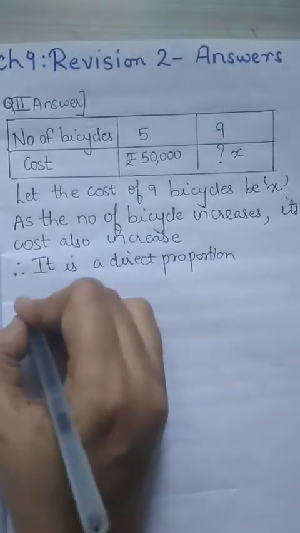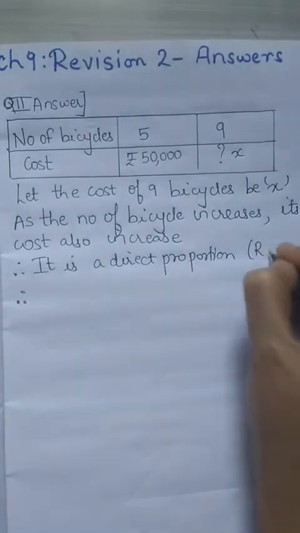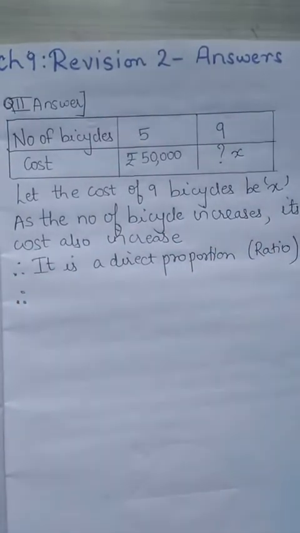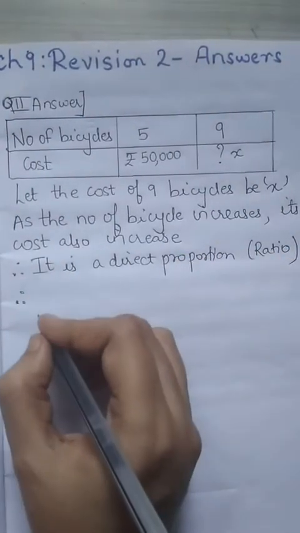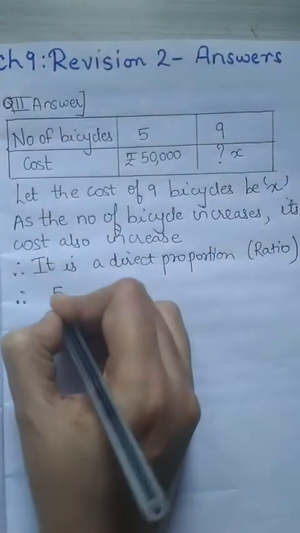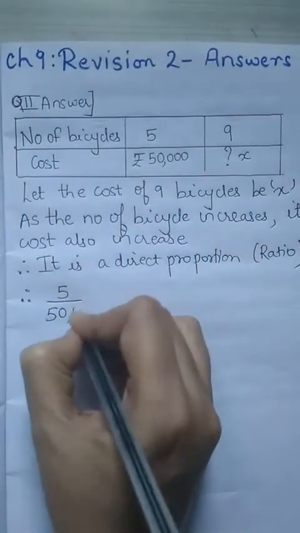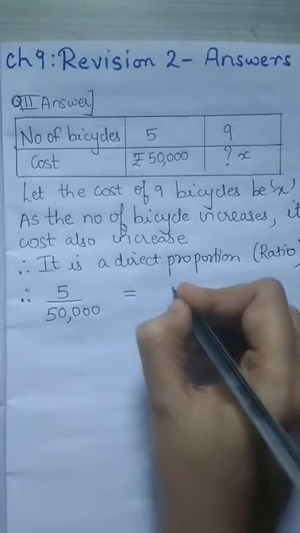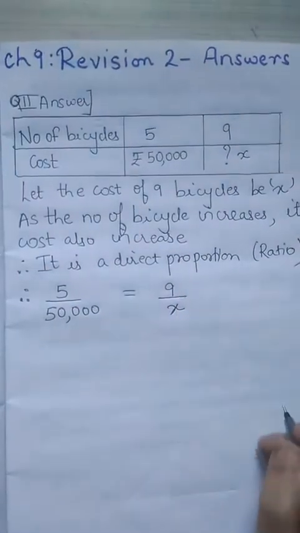So, therefore, you will take what? You are taking ratio. When it is a direct proportion, you are taking ratio. So, I have written over here ratio. How we will take the ratio? 5 upon 50,000 is equal to 9 upon x.